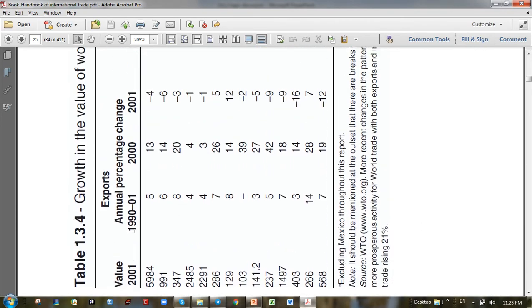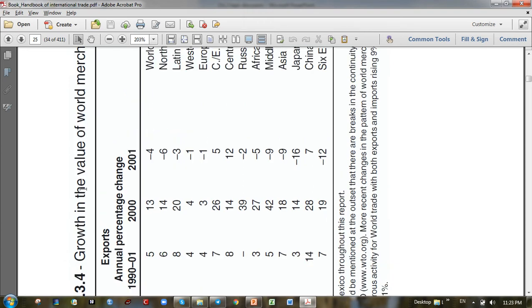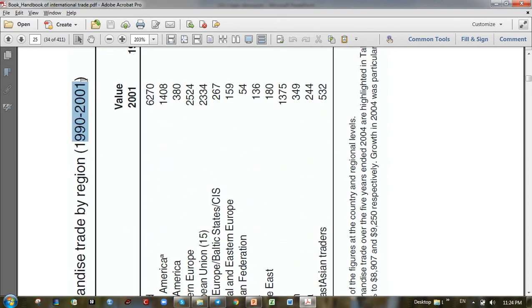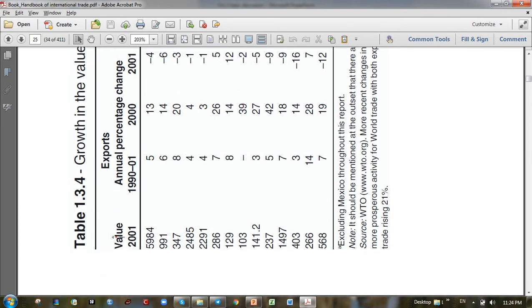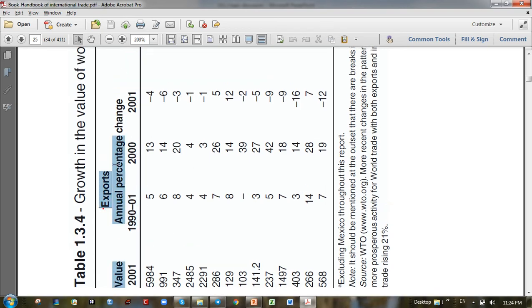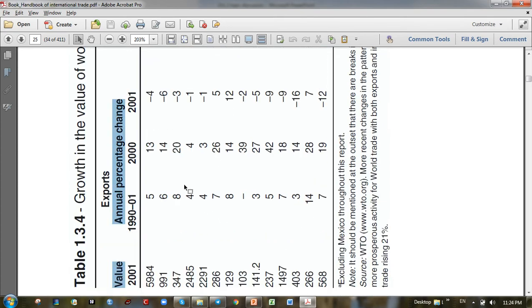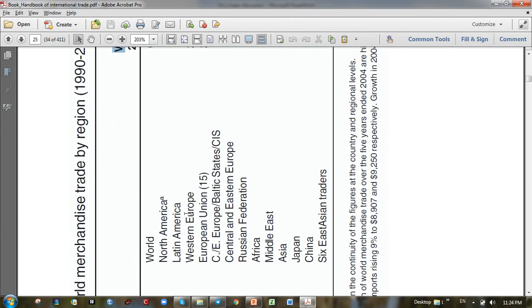This is the new table 1.3.4. Growth in the values of world merchandise trade by region for that period of years. Okay, so have value. This is year, this is period, this year, this year. Export and import. Okay, and so you can see the table, and this is the world, this is the region, and they also say something about Japan and China, and 6 East Asian traders. Okay, yes, this is region, this is country.